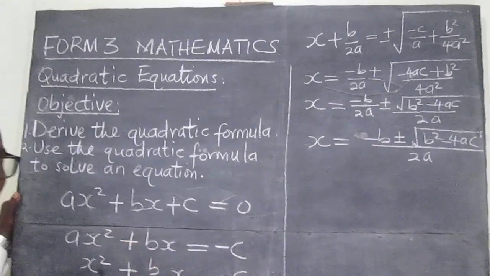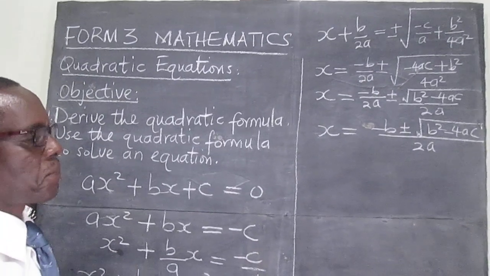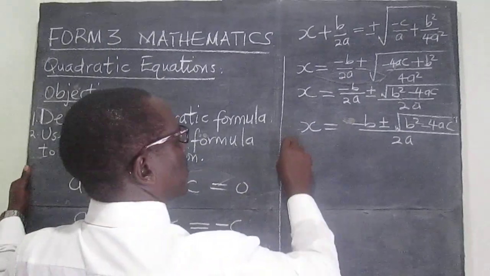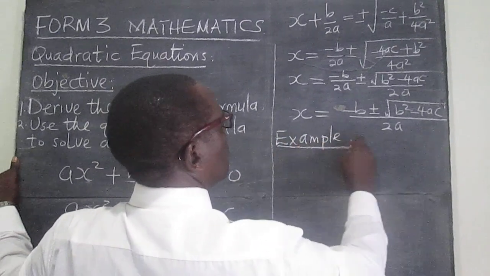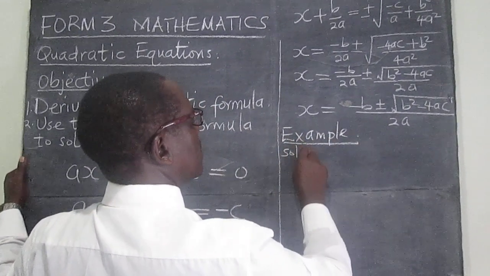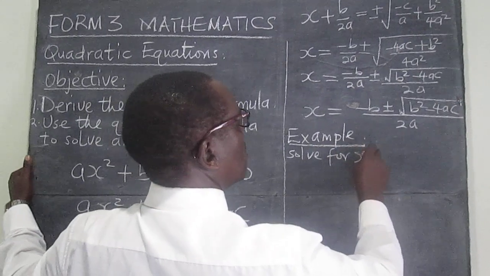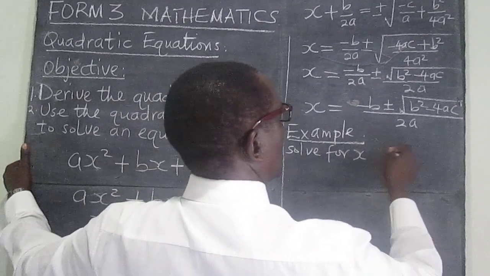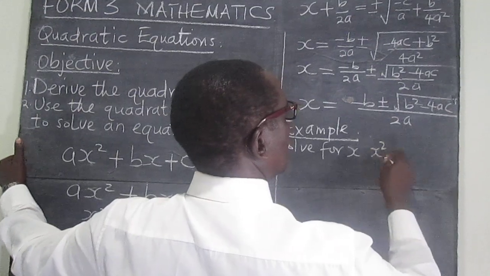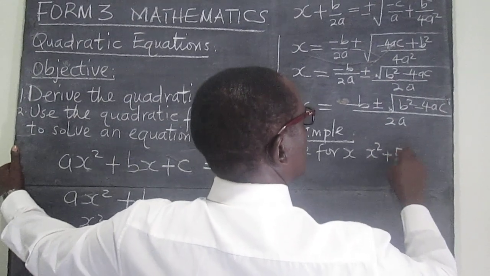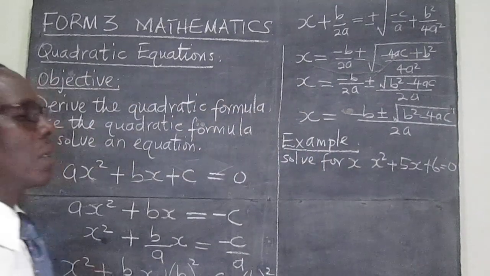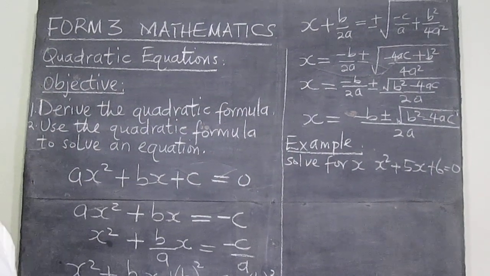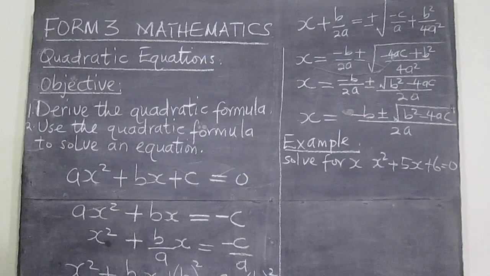And so we now need to look at an example. And here is the example. Solve for x in x squared plus 5x plus 6 equal to 0. We would like to solve that one using the formula.